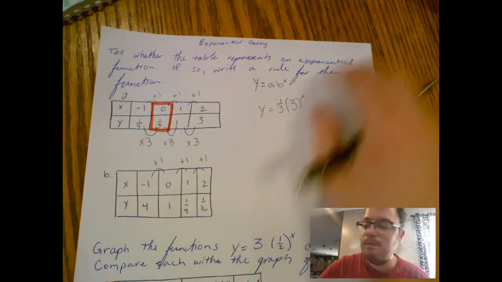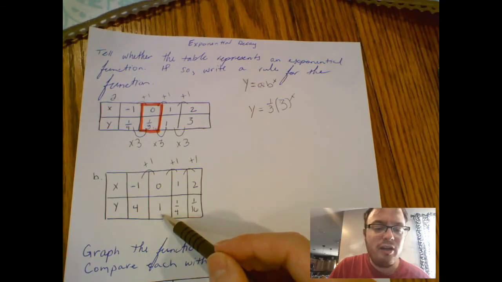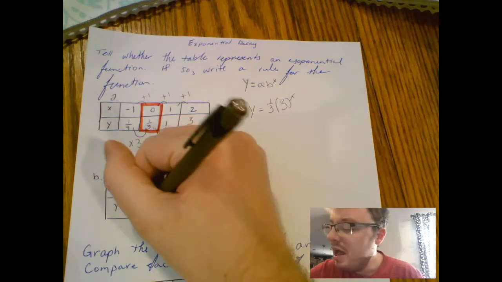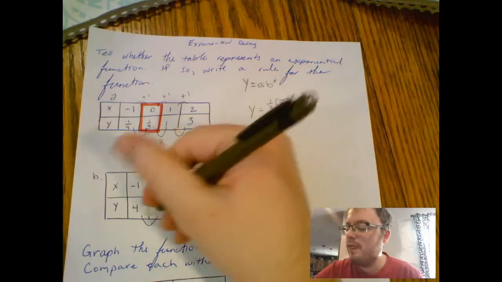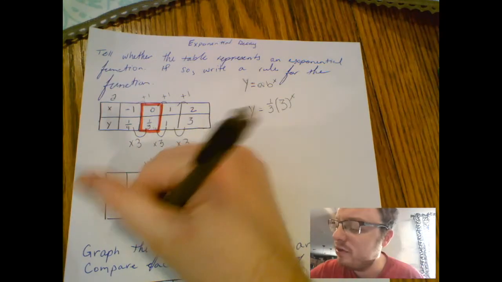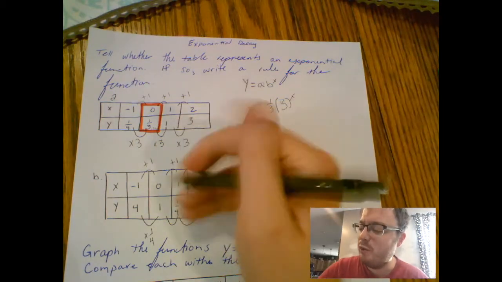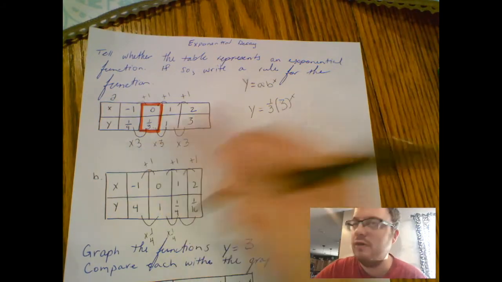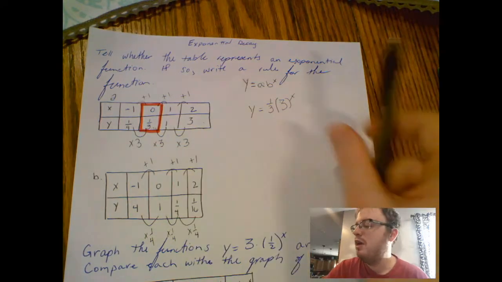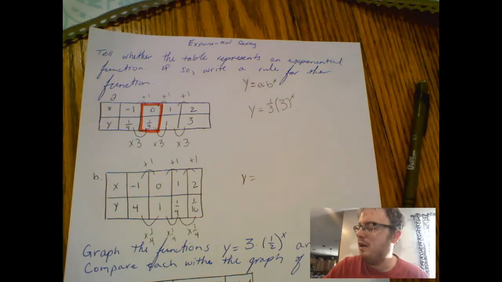However, when I get to point B, if I do this exact same thing, what's happening between 4, 1, 1/4, and 1/16? I think this one's a little bit easier to see. What do I have to multiply 4 by to get 1? I have to multiply by 1/4. What do I multiply 1 by to get 1/4? 1 times 1/4 is 1/4. And what do I multiply 1/4 by to get 1/16? Again, that is 1/4.